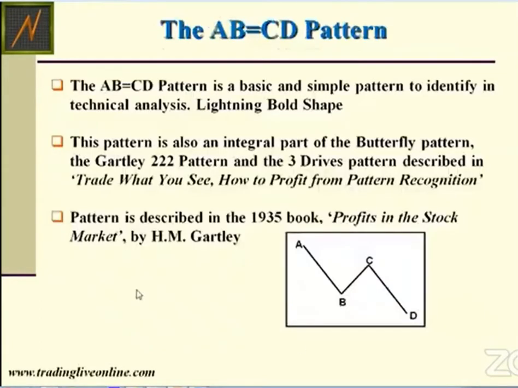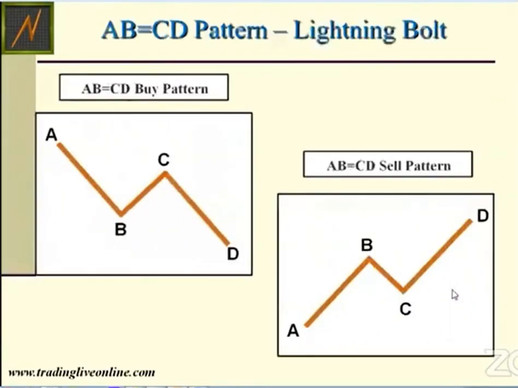The AB equals CD pattern is a basic pattern. It was first described in the 1935 book, Profits in the Stock Market by H.M. Gartley. As you can see on this slide, it's a simple lightning bolt type of shape. The buy pattern is on the left side of the chart, and the lightning bolt is coming down. The deep point of the pattern is what we call the completion, and that's where traders look for entry signals around that point. On the right side of this chart is the AB equals CD sell pattern, a lightning bolt shape, and the completion point is when the market is moving to the upside.